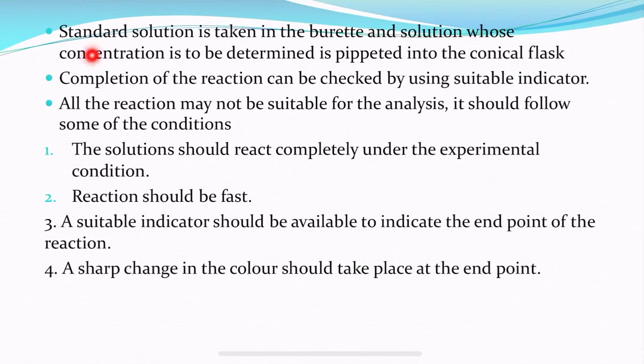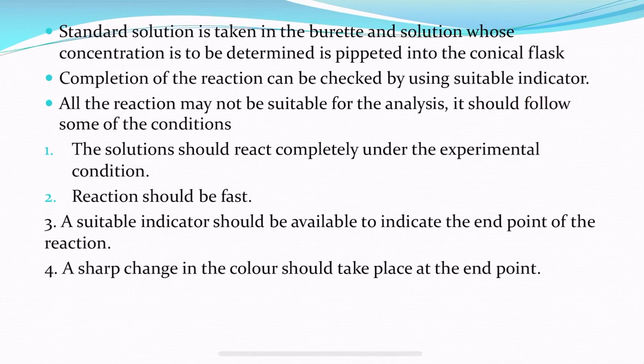A standard solution is taken in the burette, and the solution whose concentration is to be determined is pipetted into the conical flask. Okay. So, this is what I said. Generally what we will do is, the solution whose concentration is not known will be pipetted out into the conical flask, and the standard solution whose concentration is exactly known will be taken in the burette. Okay.